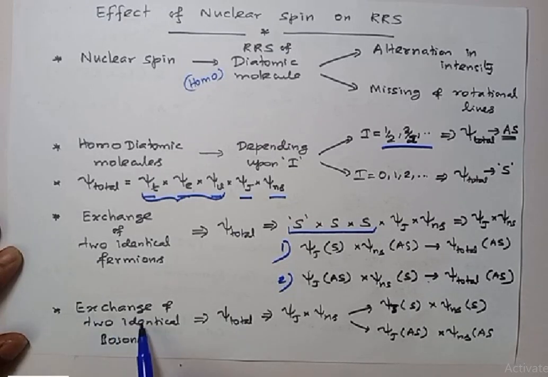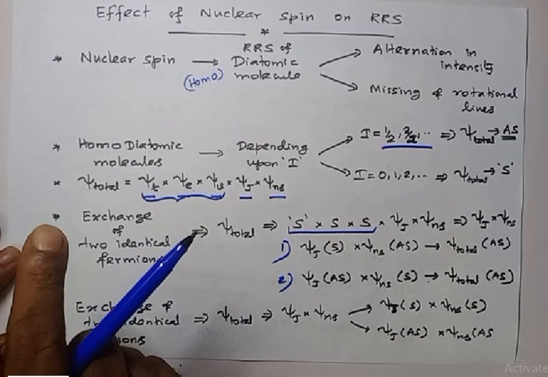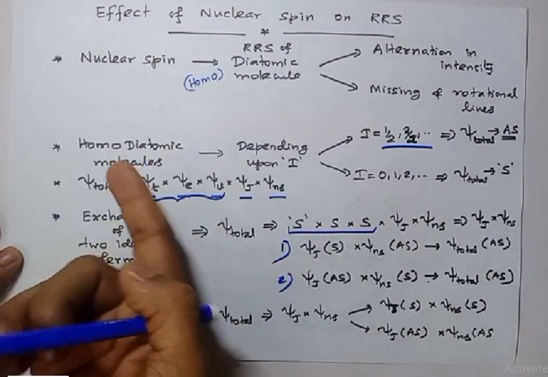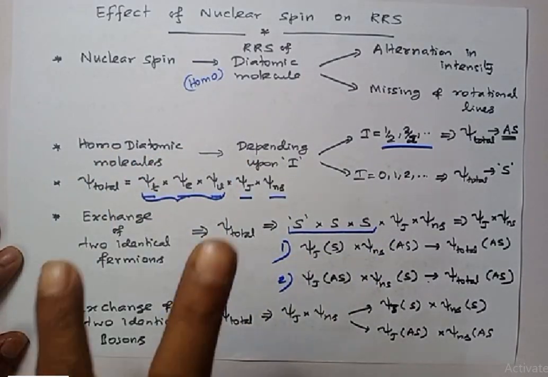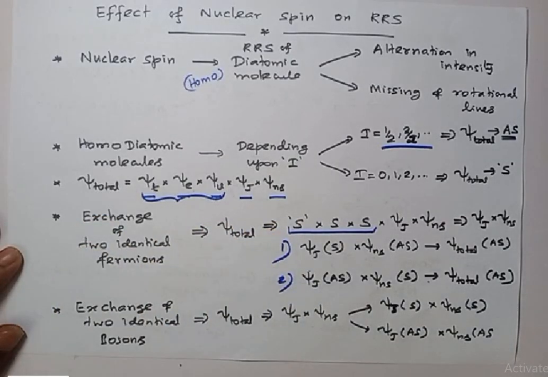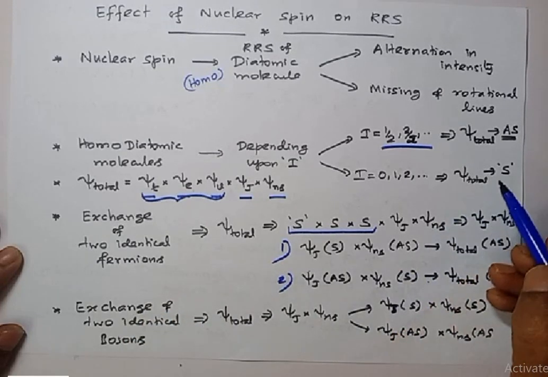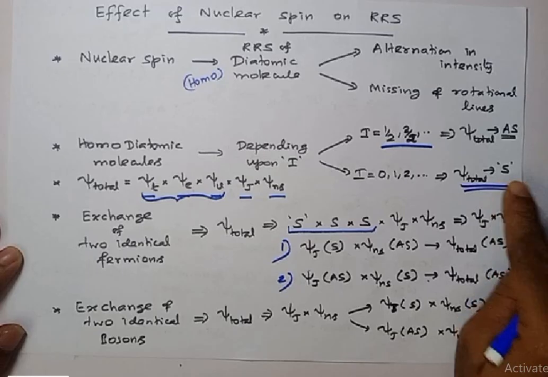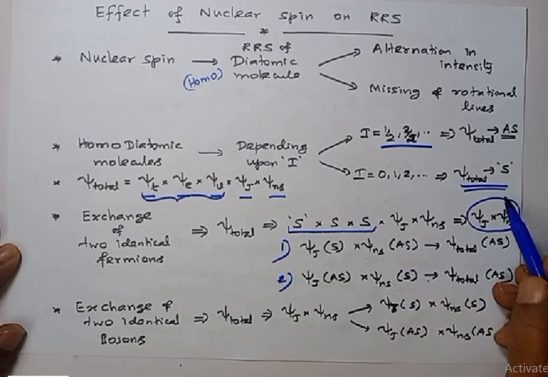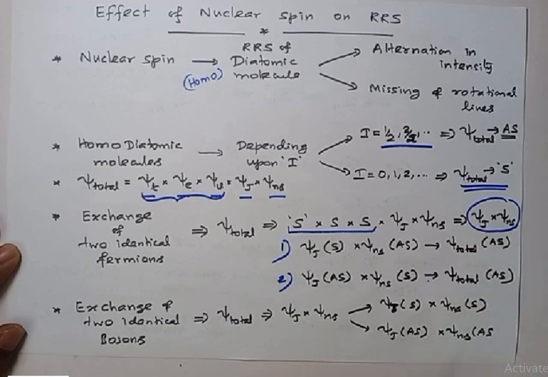Suppose two identical bosons exchange their position. If one nucleus is a boson, the other nucleus is also a boson, because we are talking about a homodiatomic molecule. So when the molecule undergoes rotation, two identical bosons exchange their position. According to the Pauli principle, when two identical bosons exchange their position, the total wave function must be symmetric. What is the total wave function? The total wave function is nothing but the product of psi J and psi nuclear spin.